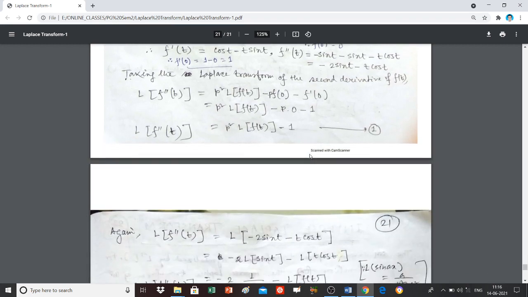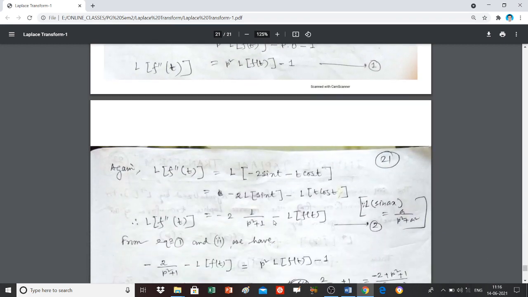So we write it just here in this way, that is minus L{t cos t}, where L means Laplace transform of f(t), this is the given function. Okay, now this is equation number 2. Now just compare equation number 1 and equation number 2.